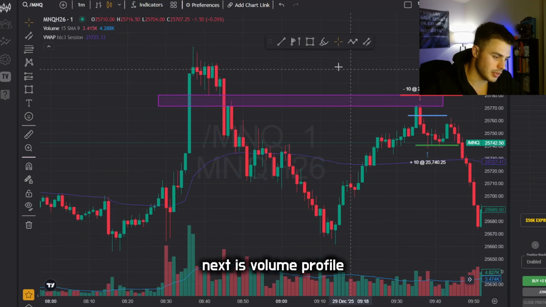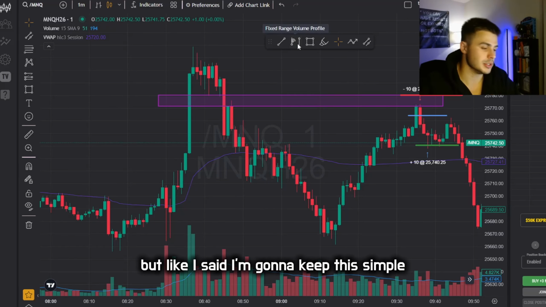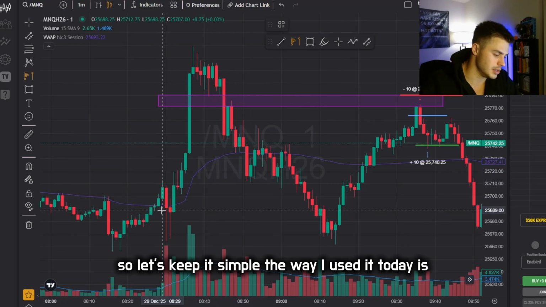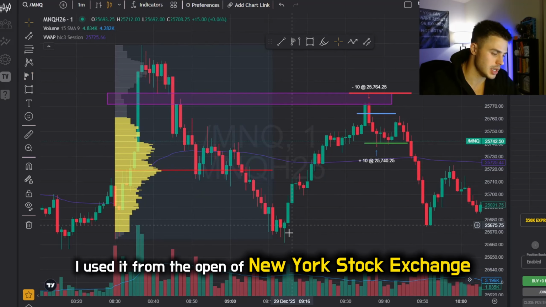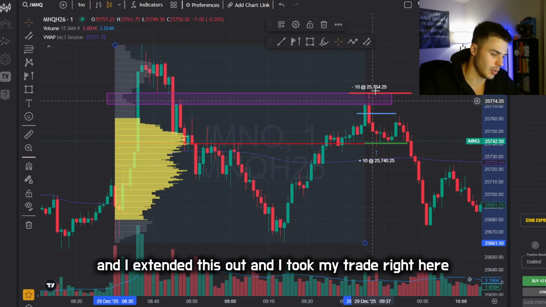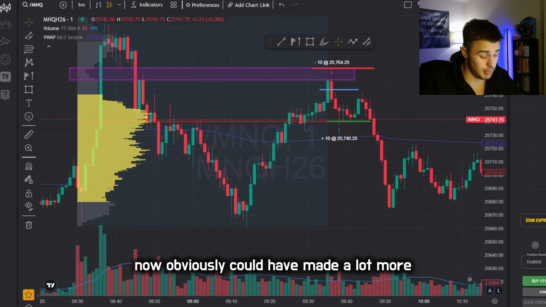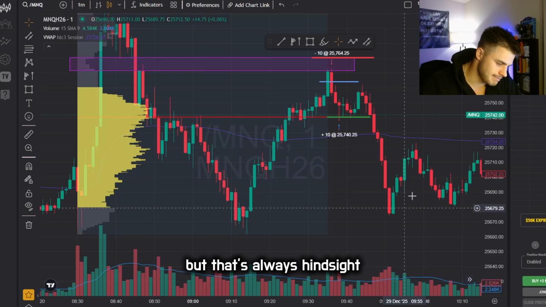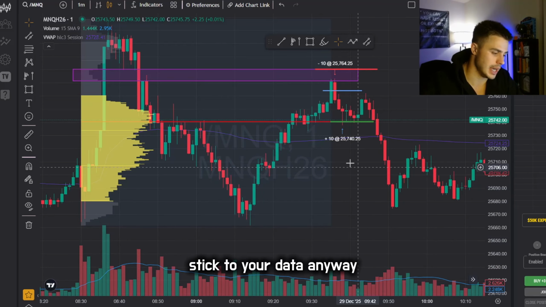Now, next is volume profile. There is a lot that can go into volume profile, but like I said, I'm going to keep this simple. So let's keep it simple. The way I used it today is I used it from the open of New York Stock Exchange, and I extended this out, and I took my trade right here, and I marked my stop, my entry, and my TP. Now, obviously, could have made a lot more, but that's always hindsight, and that's always going to happen. Just stick to what you know, stick to your data.